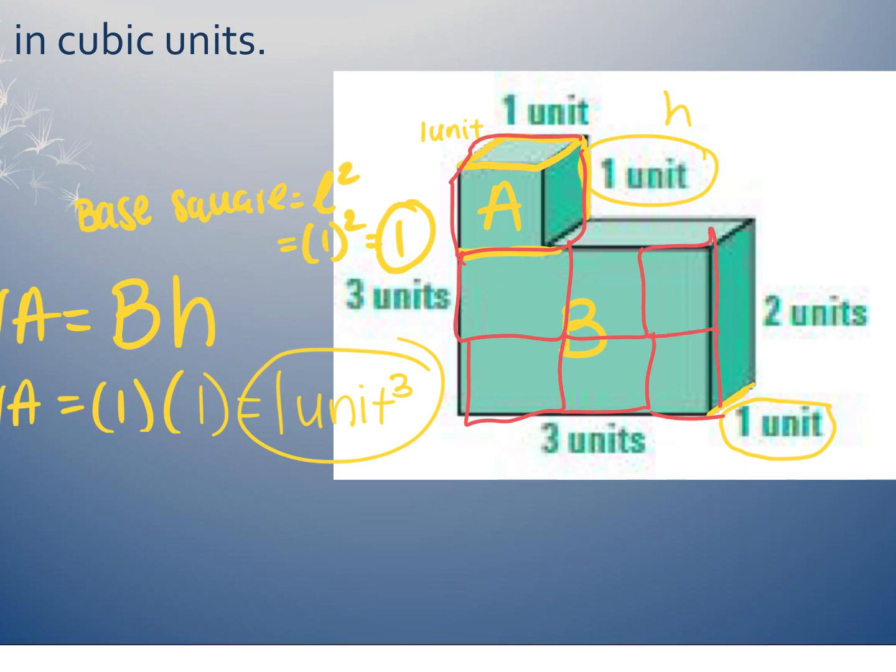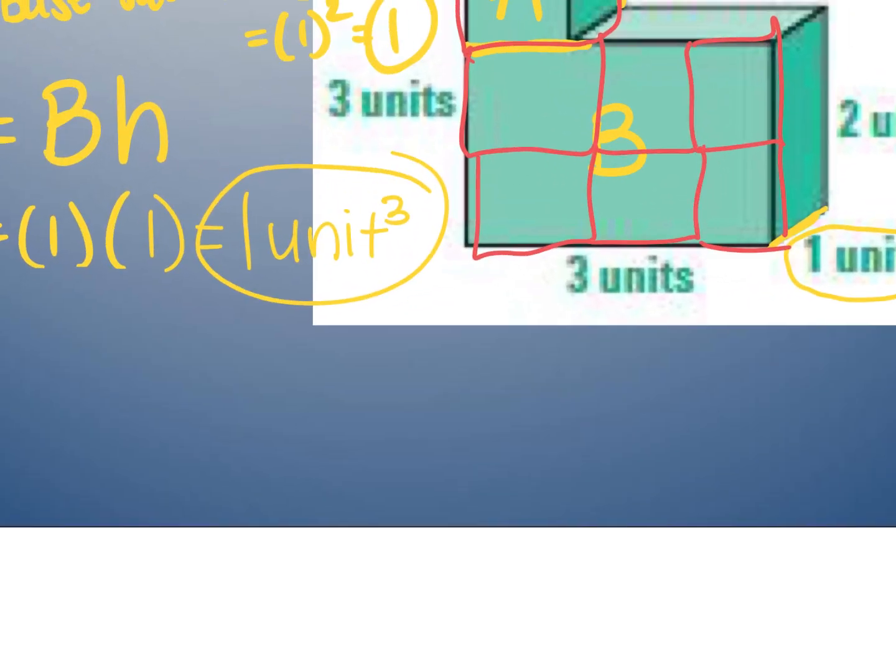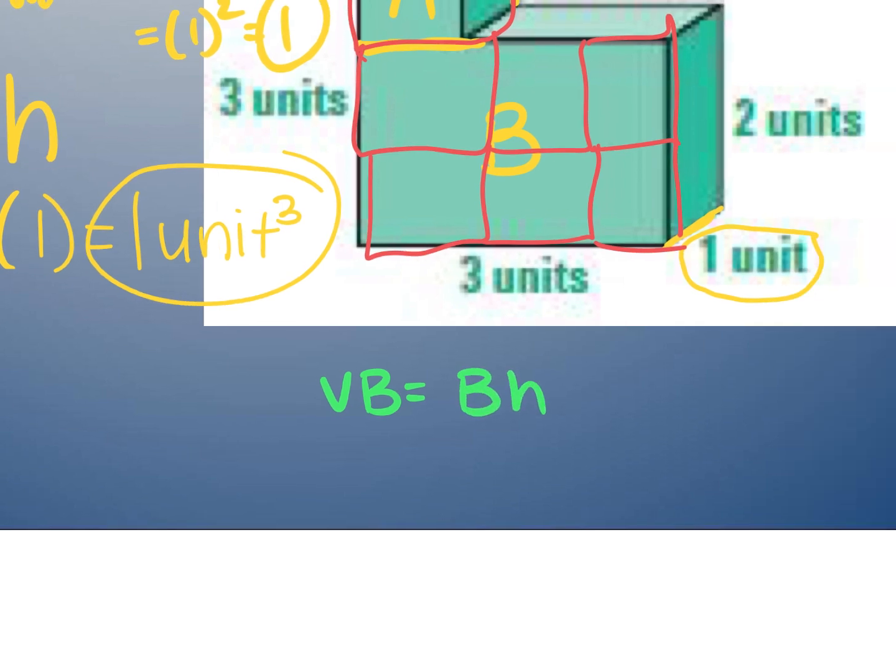I would say about 6 of them. Do you guys agree? So let's see if we get 6 when we calculate the volume of prism B, okay? So let's do volume of prism B. It's also going to be the area of the base times the height.